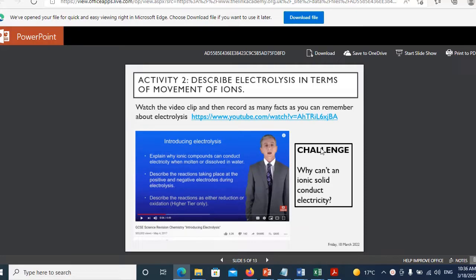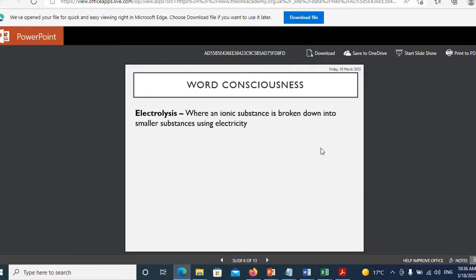So we will show you now a video for electrolysis in a factory for producing aluminium from aluminum oxide. Here are the details of electrolysis, the process where an ionic substance is broken down into smaller substances using electricity.